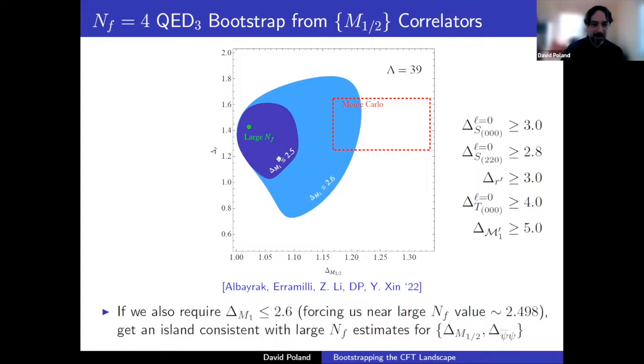If you go to the very tip, you see that if you assume M1 is less than 2.5, the scaling dimension of R, in addition to delta M1/2, is forced to be also close to its large N value. So there are a lot of interesting coincidences which happen in this bootstrap method. If you assume, say, one of the scaling dimensions is close to its large N value, other scaling dimensions are also forced to be close to their large N values.